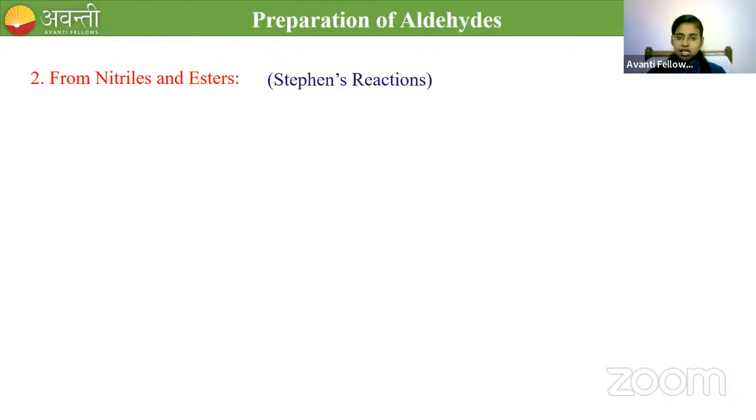What is the formula for nitrile? Can anyone give me the general formula for nitrile? We have studied in class 11, in the previous lesson. Very good. RCN is called as nitrile. So RCN on treatment with Stephen's reagent will give aldehyde. Sorry, nitrile on treatment with Stephen's reagent.